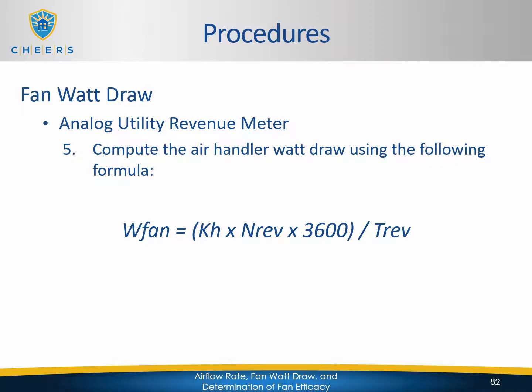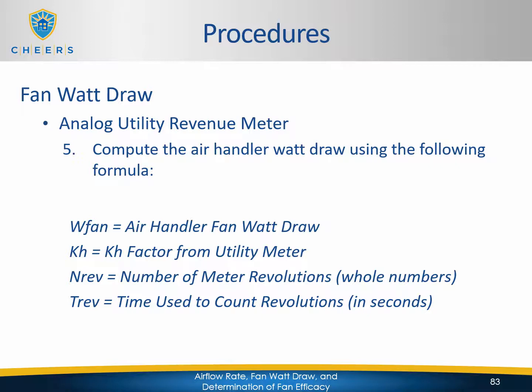3600 is going to be a constant. That 3600 is never going to change. Divided by the time in seconds that you use to count the revolutions, which is the TRev. And again, this is what the variables stand for. So W fan, again, this is the air handler fan watt draw, which you're trying to measure. The KH is the KH factor that you grabbed from the utility meter. The NRev is the number of meter revolutions, and remember, whole numbers only. You're always going to round up if need be. And then TRev, which is the time used to count revolutions, and again, always in seconds.